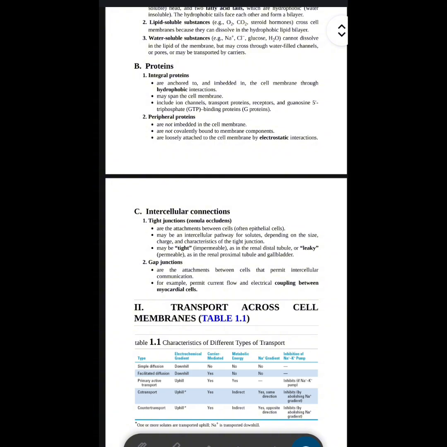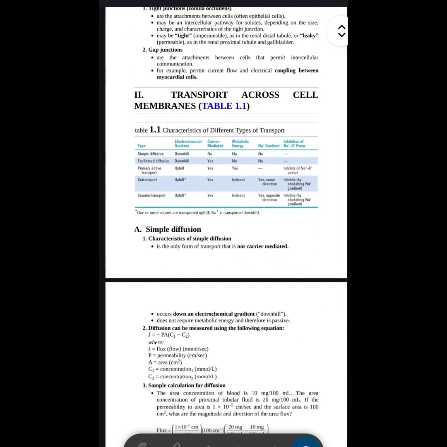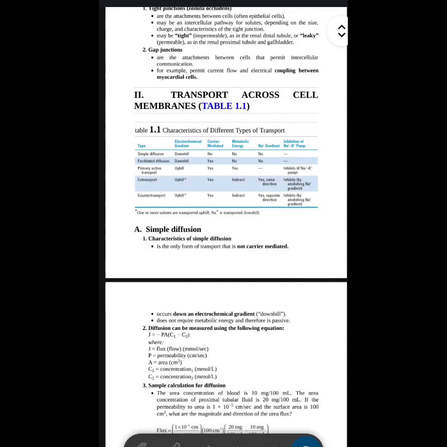So that's the example. Okay, then we go to transport through the cell membrane. We have a table showing how transportation of cells occurs. First of all we have simple diffusion, facilitated diffusion, primary active transport, co-transport, and counter-transport. Okay, simple diffusion means movement along an electrochemical gradient.